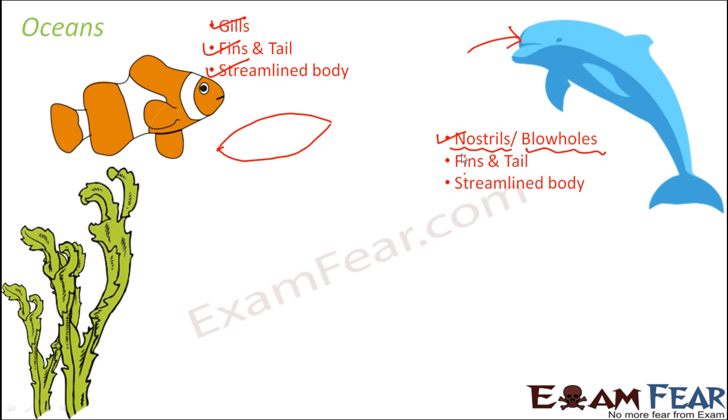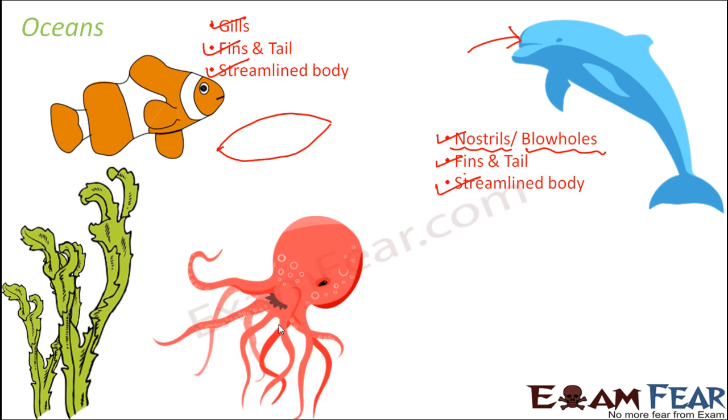Other than that, it also has fins and tails which help it maintain balance and change direction while moving through water. It also has a streamlined body, because if organisms do not have a streamlined body, they will not be able to move through water, as water has a lot of resistance. That is why when we try to swim, our body as such is not streamlined, but look at the swimming postures that we make. Those postures give the appearance of a streamlined body. Look at some other animals which live in the ocean, for example an octopus.